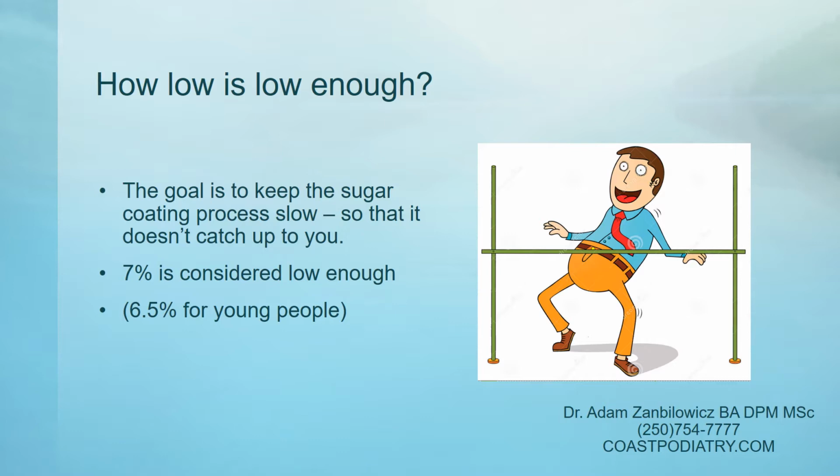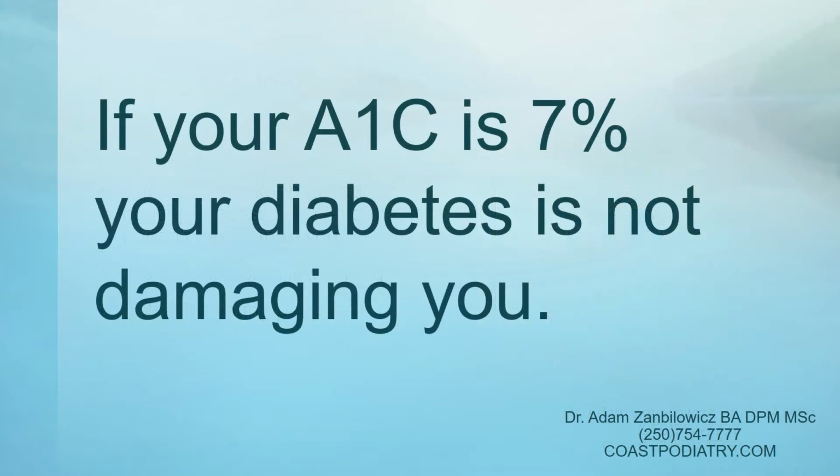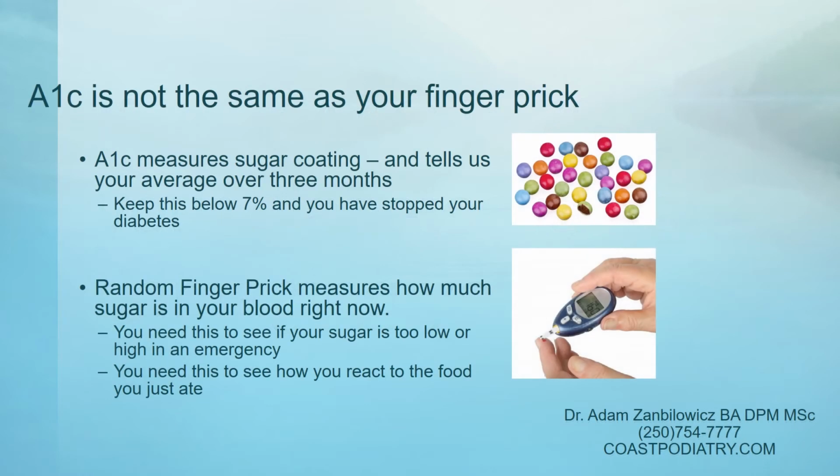So we now know that there is a threshold, and you don't need to do more than that: 7%, or 6.5% if you're very young or very picky. If your A1c is 7%, your diabetes is fundamentally not damaging you. You don't need to feel guilt or stressed about anything. Your diabetes is under control, and you can move on and work on something else.